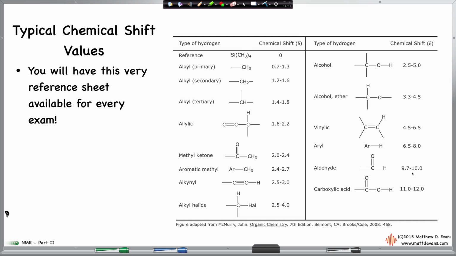Aldehyde, very distinctive. I would argue that the range is somewhere between 9 and 10, not 9.7 and 10, but there you go. Carboxylic acids, 11 to 12.0. I think I said before 10 to 12, but nothing else really applies. It appears in that region.